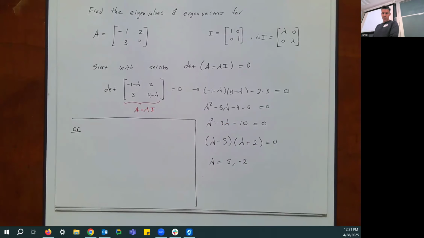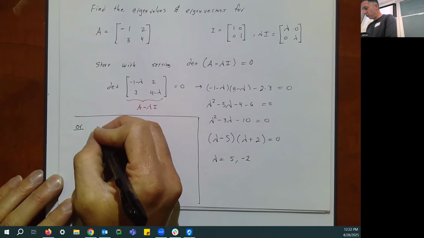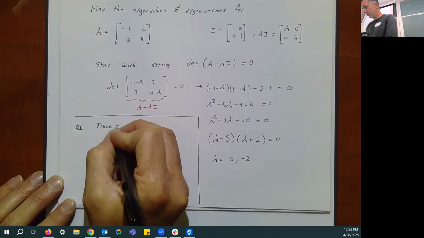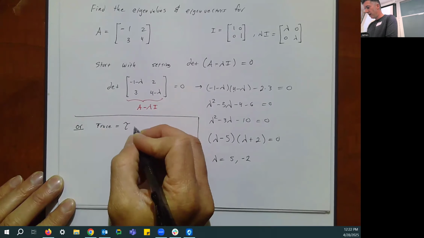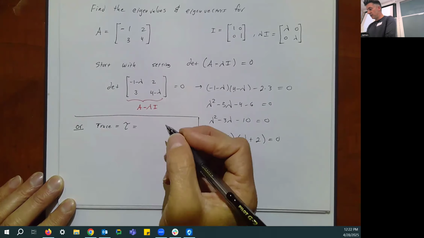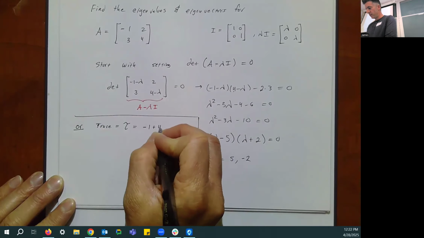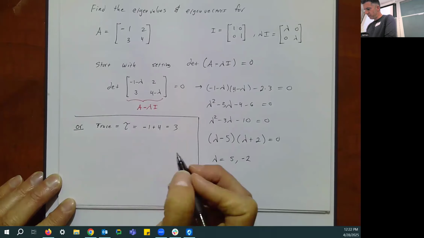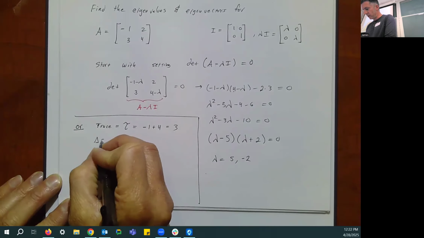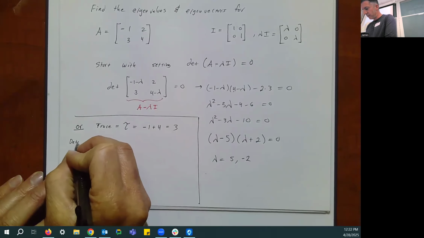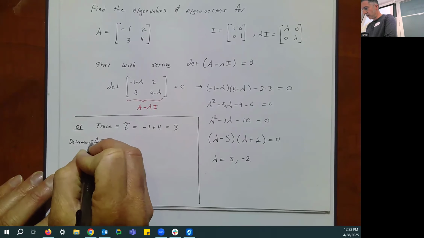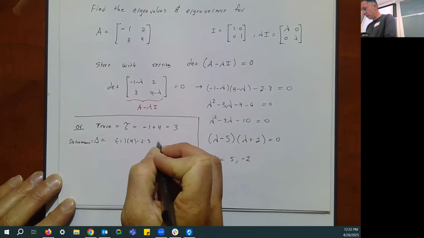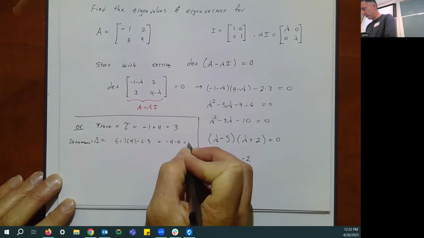You can jump straight to saying that if you know the trace of your matrix, which we often abbreviate with the letter tau, that's the sum of the diagonals, which in this case is -1 plus 4, which is equal to 3. And the determinant of our original matrix, which we call delta, is -1 times 4 minus 2 times 3, which is equal to -4 minus 6, which is -10.